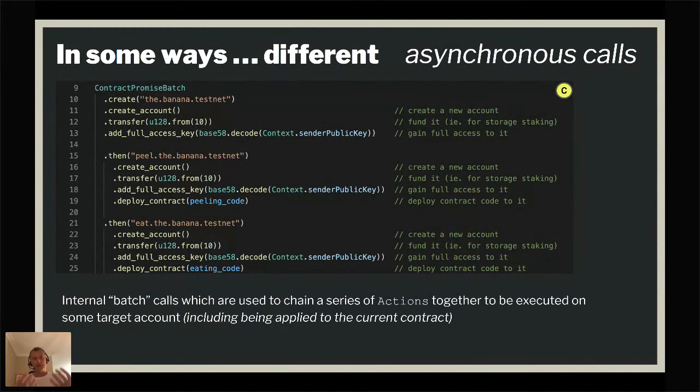Then peel the banana: create the account, transfer some money, add a full access key, and deploy a contract. Then eat the banana: create an account, transfer, add a full access key, deploy a contract.